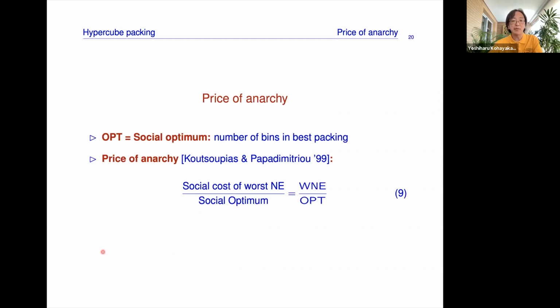Now, this was a particular instance, but you could again ask how bad this quotient can be. So you could ask, what is the cost of the worst Nash equilibrium? That is the numerator of this fraction. And the social optimum is the best that this society could achieve working together. So this ratio is how much you pay for the anarchy, for the selfish players. And again, given this game, you're interested in estimating how bad this quotient can be.